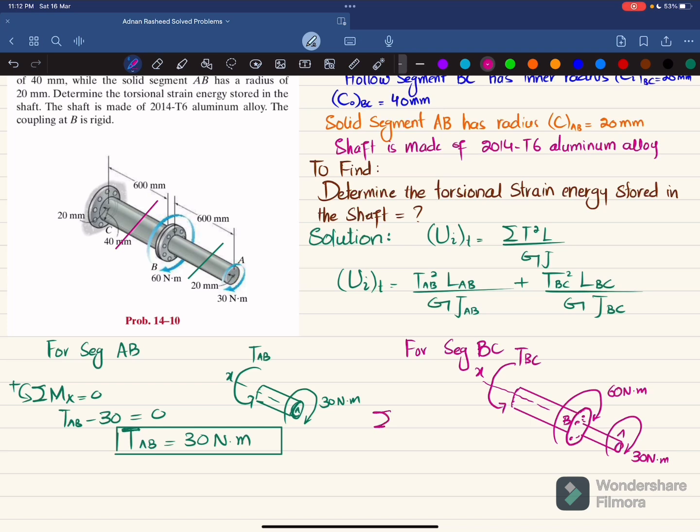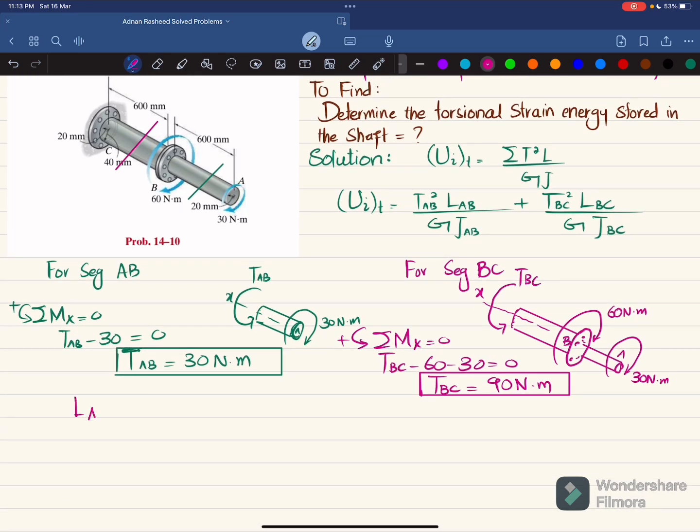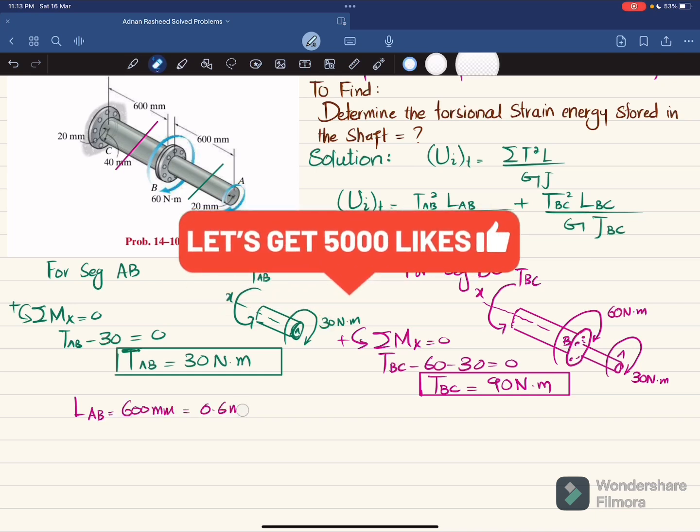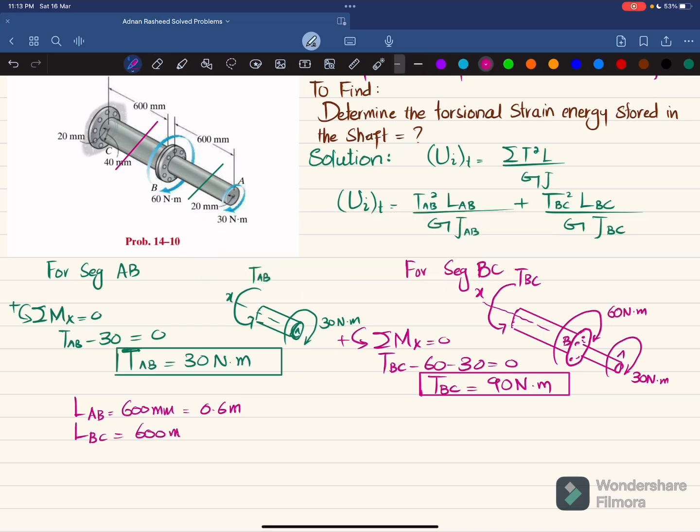How will you find this T_BC? By using the equation of equilibrium. T_BC is counterclockwise, so it will be positive: T_BC minus 60 minus 30 equals 0. So from here, T_BC will be equal to 90 Newton meter. Now you have T_AB and T_BC. The length of AB is given as 600 millimeter, which is equal to 0.6 meter. The length of BC is also 600 millimeter, equal to 0.6 meter.